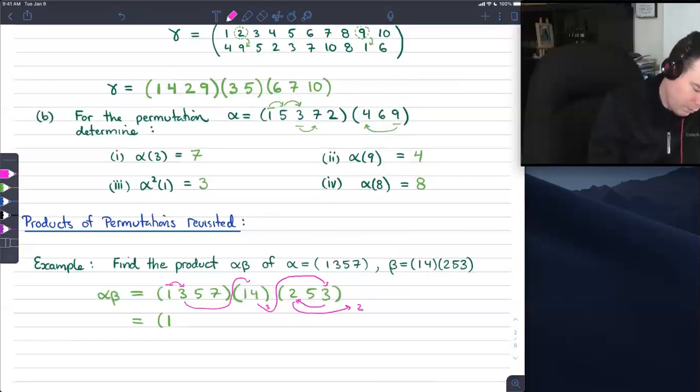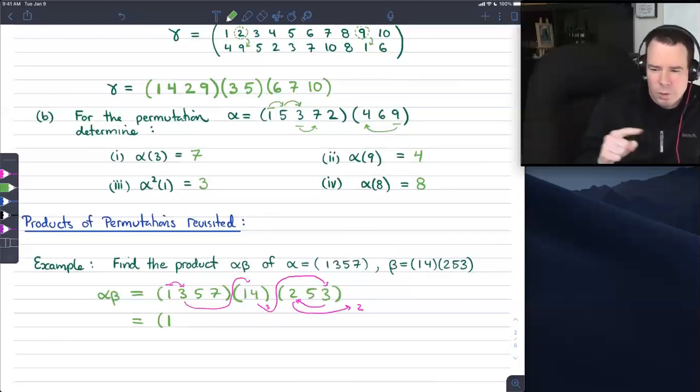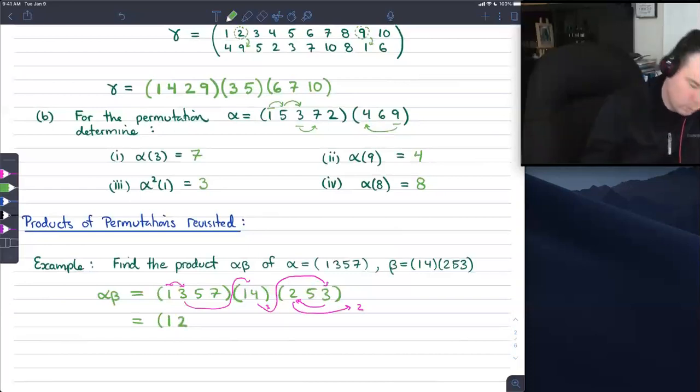So I have that, and this is how I read it. I'm sort of reading these arrows. I say 1 goes in, 1 goes to 3. I look at the next permutation, the 1-4 cycle. 3 still goes to 3. Look at the next permutation. 3 goes to 2. So 1 ultimately goes to 2.